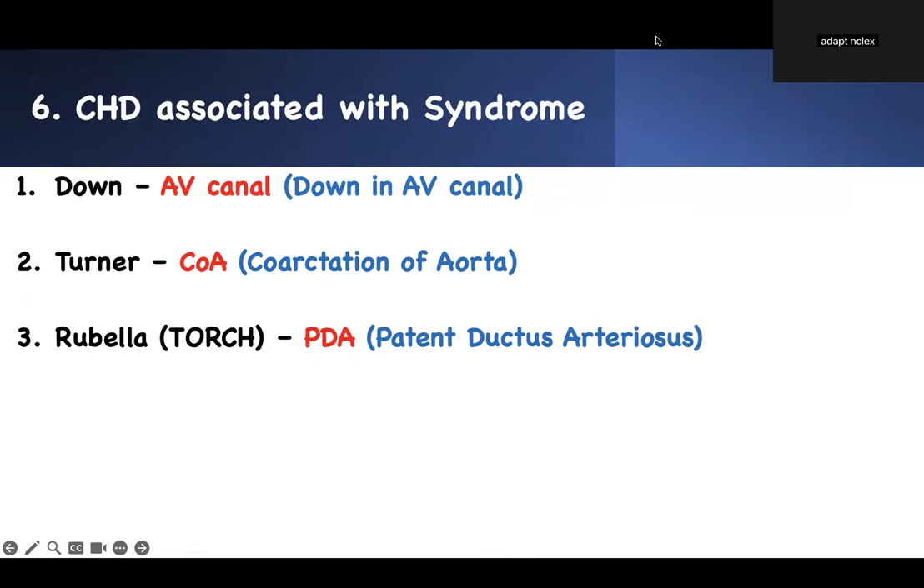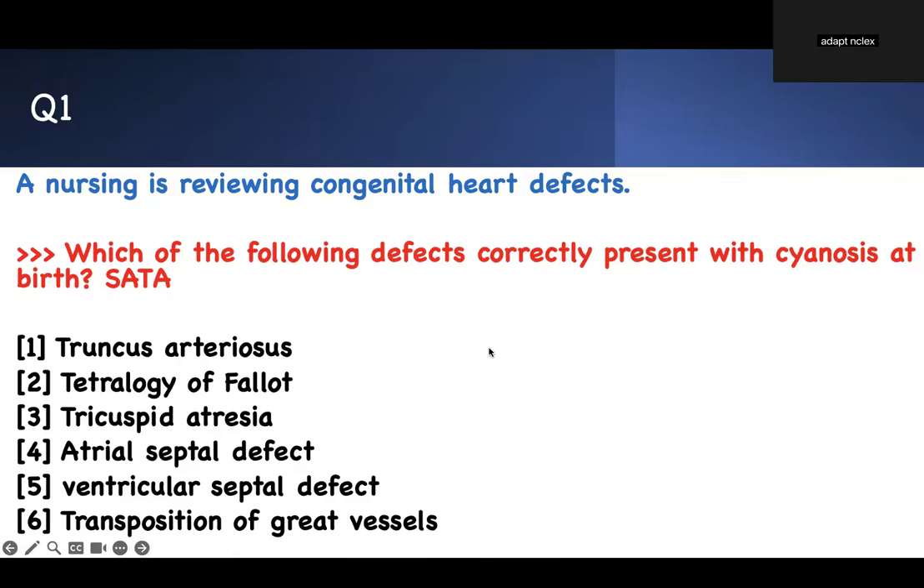Now let's get back to the question that we did. This is the question, and it's reviewing congenital heart defects. Which of the following defects correctly present with cyanosis at birth? The cyanosis is associated with the T, the terrible T's, right? Therefore, anything that has a T in the beginning, don't even think about it. Just pick it. Truncus arteriosus, number one. Tetralogy of Fallot, the classic one.